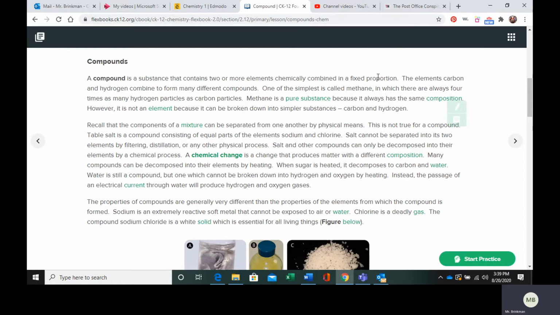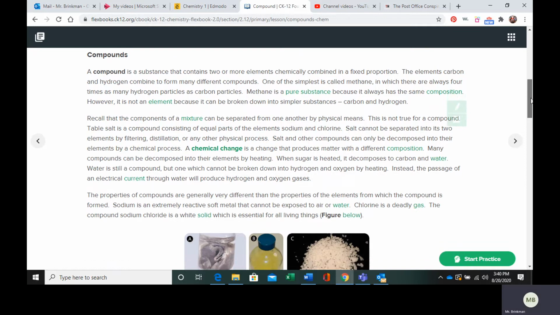proportion. Okay? So for example, carbon and hydrogen form a lot of compounds. Carbon is very abundant. One of the simplest is called methane. Methane is a fuel. There are always 4 times as many hydrogen particles as there are carbon particles in methane. So methane is a pure substance because it has the same composition, but it is not an element because it can be broken down into simpler substances. You can break it down into carbon and hydrogen.